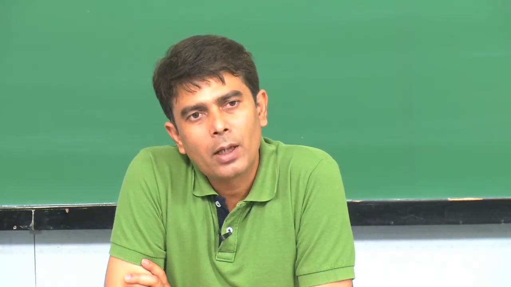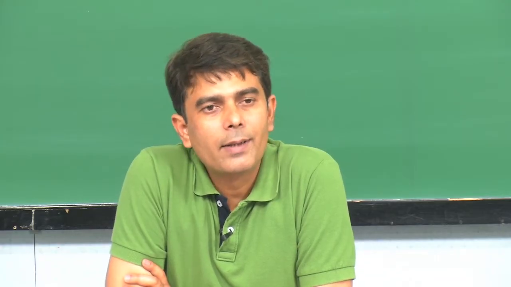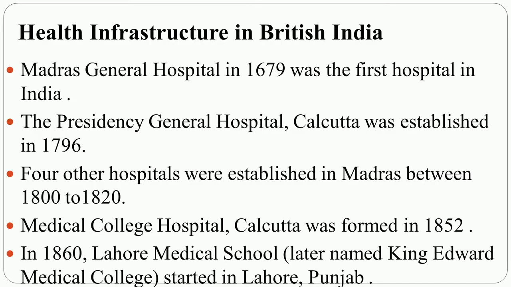it was not really much improved. Madras General Hospital in 1664 was the first hospital in India, and the Presidency General Hospital Calcutta was established in 1796. Four other hospitals were established in Madras between 1800 and 1820. Medical College Hospital Calcutta was formed in 1852. In 1860 Lahore Medical School started in Lahore, Punjab.